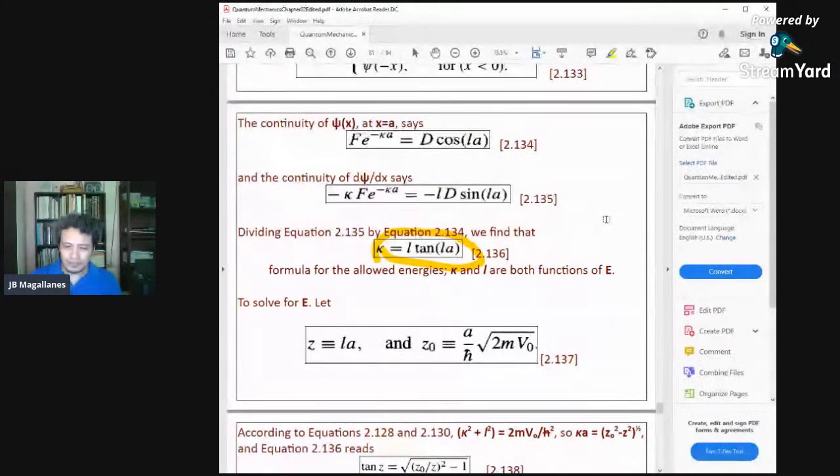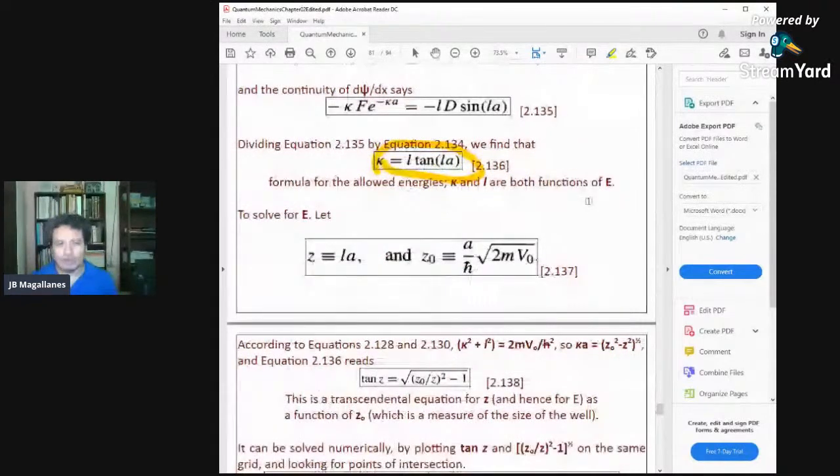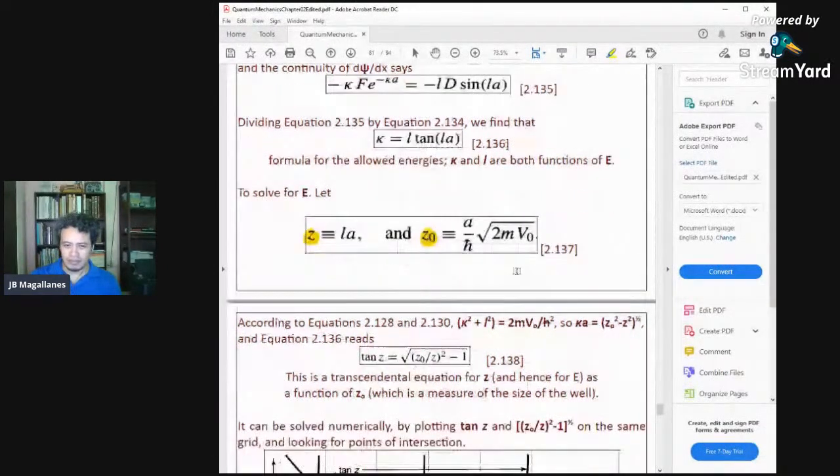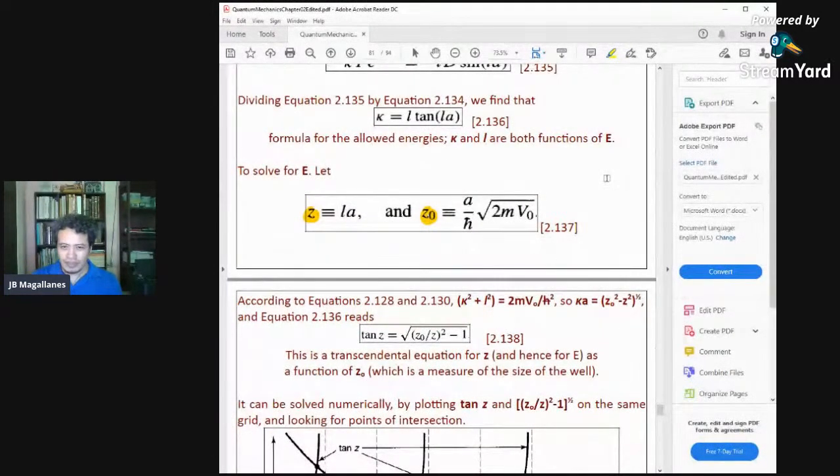So we will now solve for the energy of the finite square well. We let z as a variable equal to La, and z sub 0 equal to a, which is the half of the width of the finite square well. Z sub 0 equals a over h bar squared of 2mV sub 0.